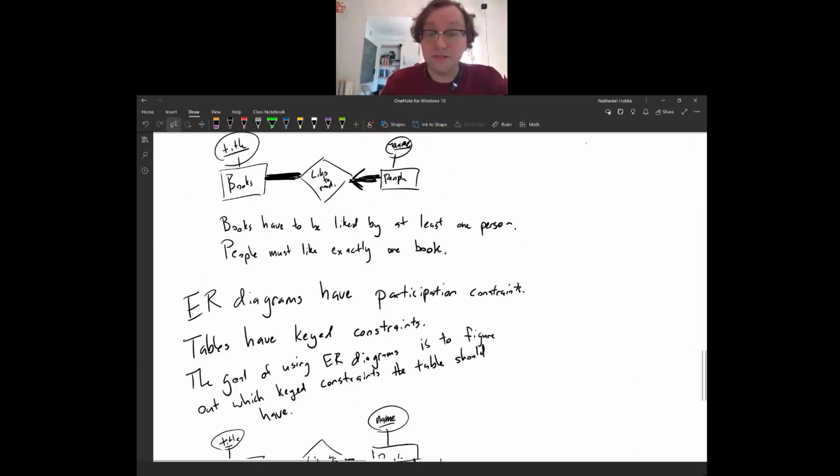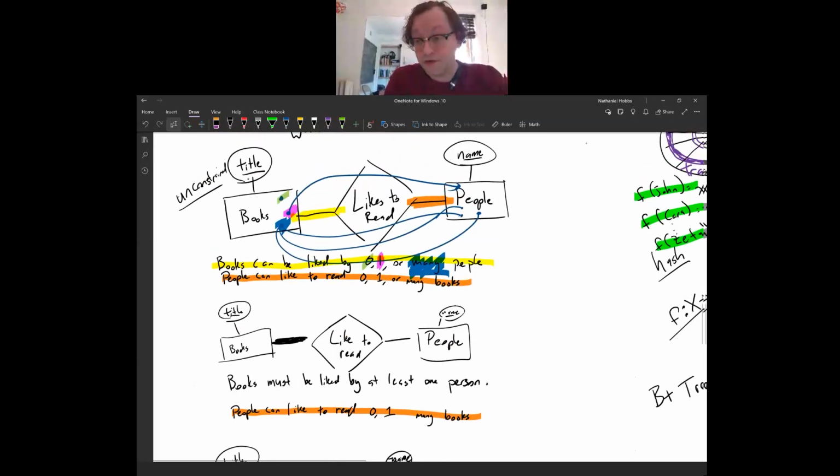Okay, so we talked before about how you should always consider the relationship that's connecting these two entities as being like a two-way street. If A has a relationship with B, then you can think about that relationship in terms of how does A relate to B, but also how does B relate to A. So here, the yellow one is talking about the books that people like to read.